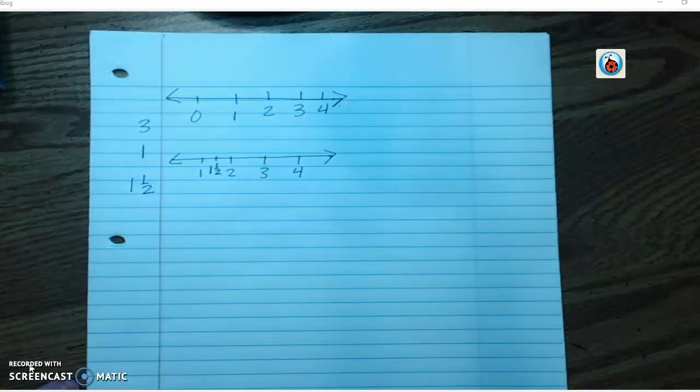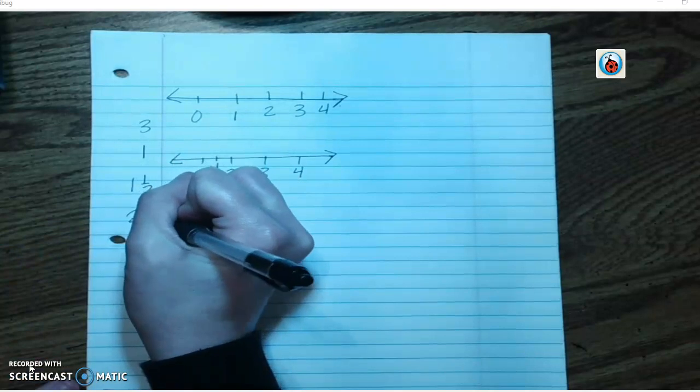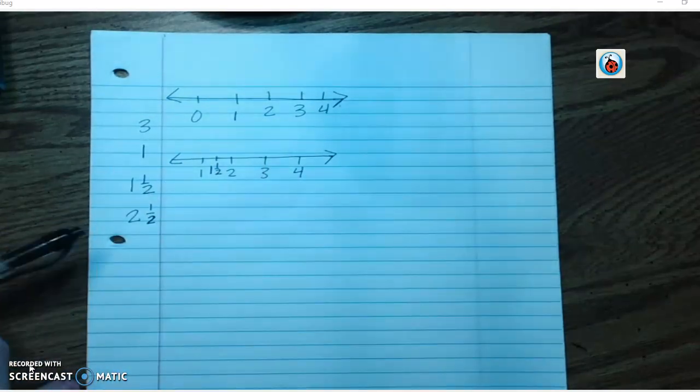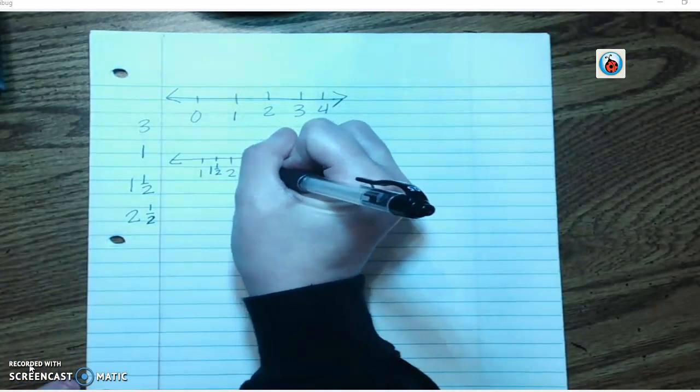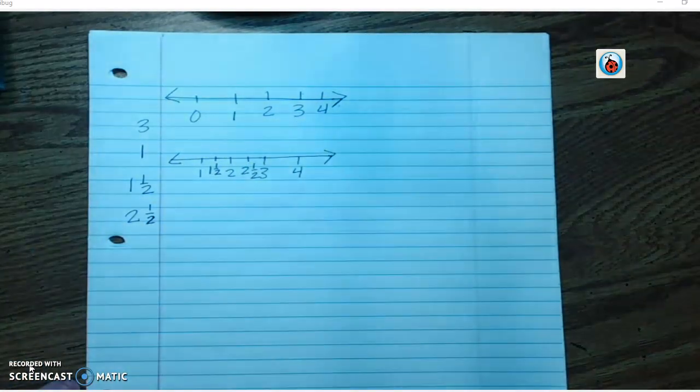So I could also do the same if I gave you 2 and 1/2. Thinking back, when I look at 2 and 1/2, you should think 2 and 1/2 is between 2 and 3, right? So 2 and 1/2 would go right here. And yes, I know my number line's a little messed up, but we're working with it.